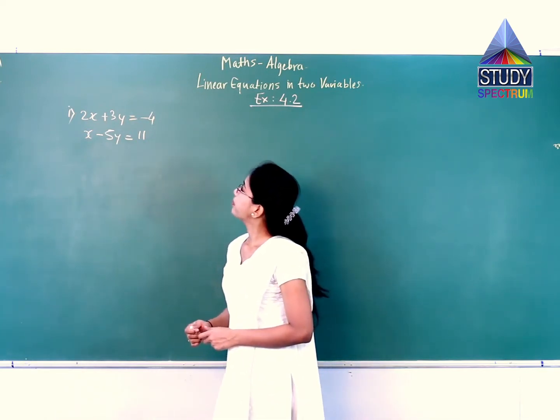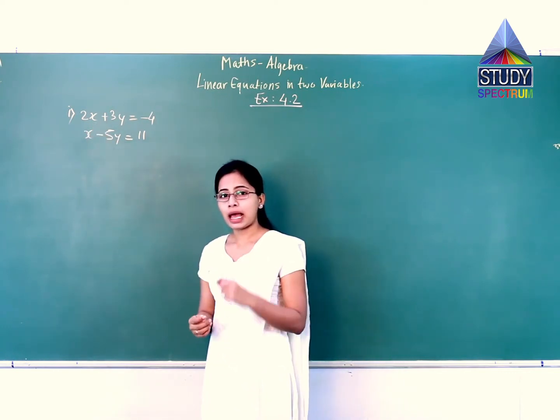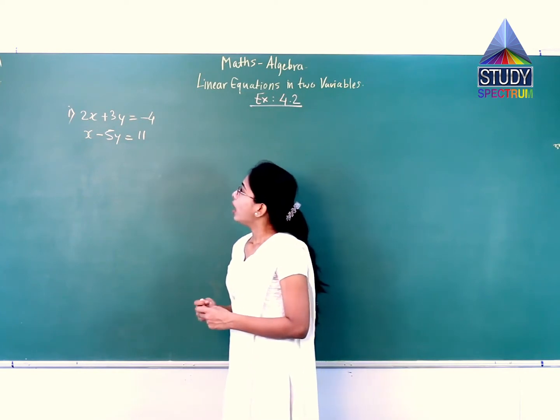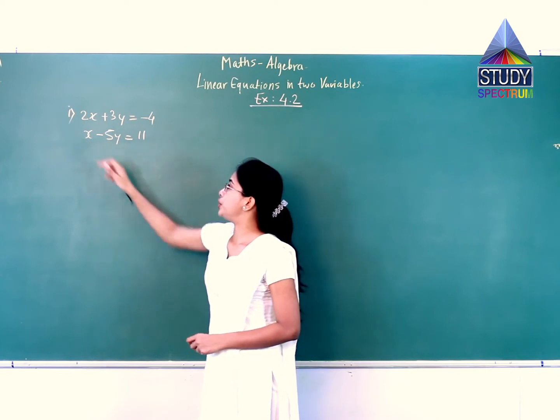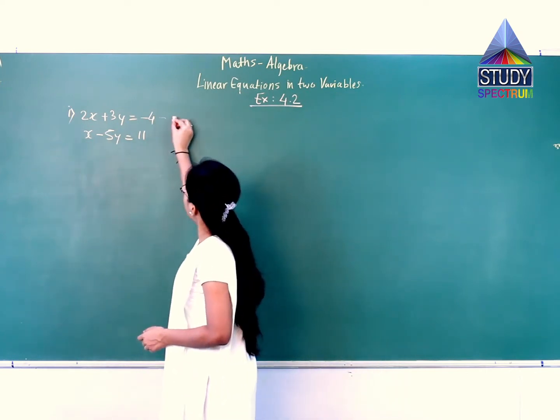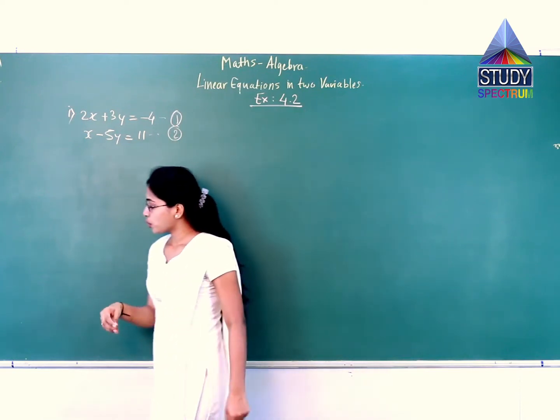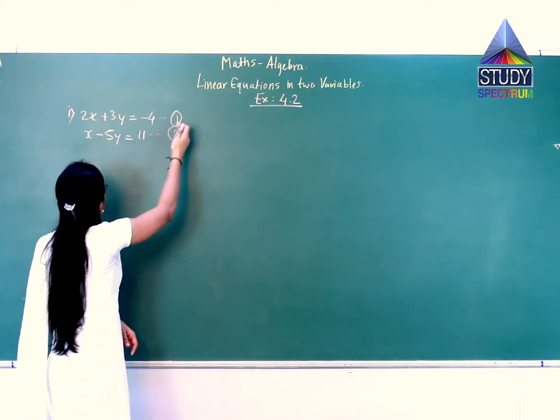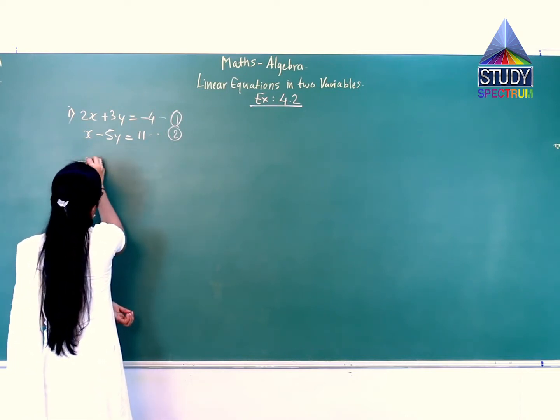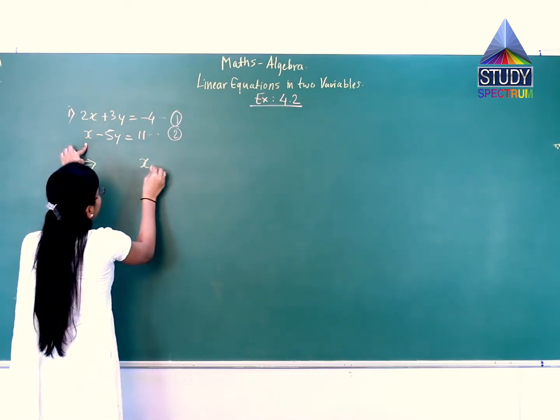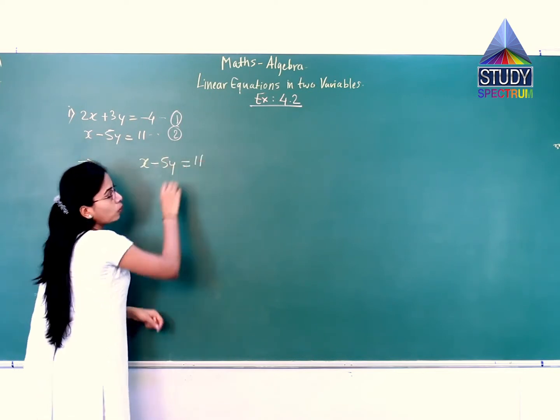Now you can see in this example all the variables have coefficients other than 1 except x in the second equation. So firstly, let us name them two equations. So I can say this is equation number 1, this is equation number 2. So let us solve this. I will rewrite equation number 2: x minus 5y is equal to 11.